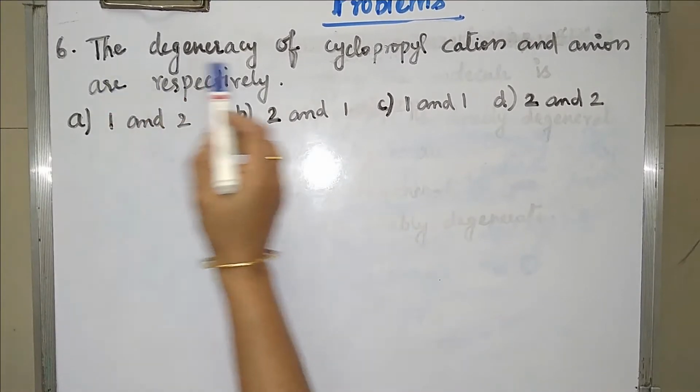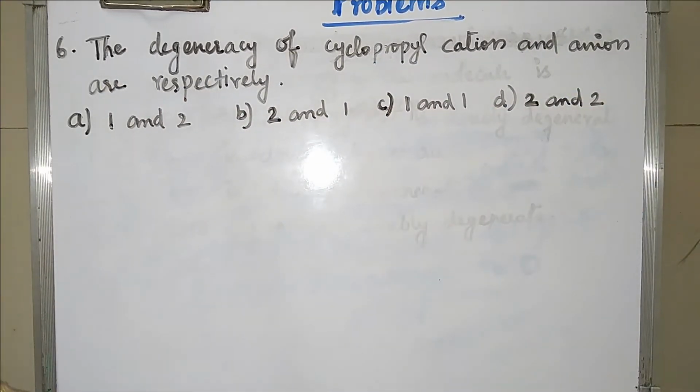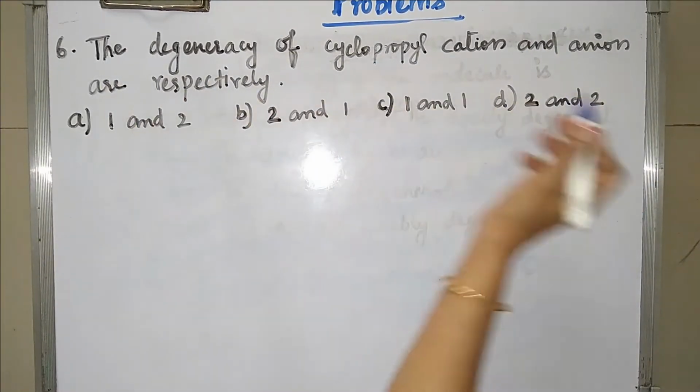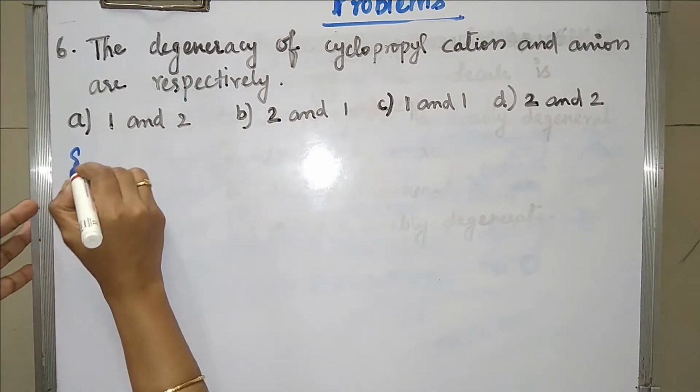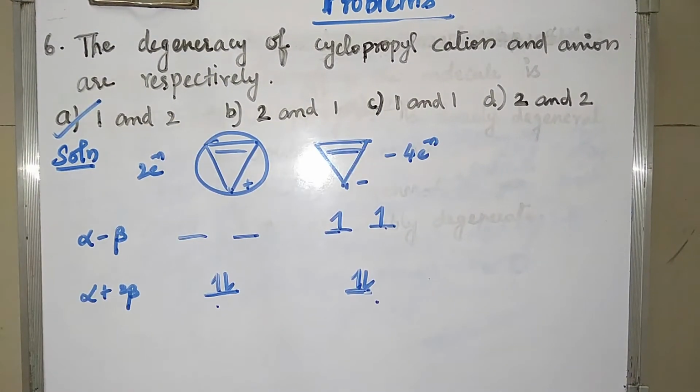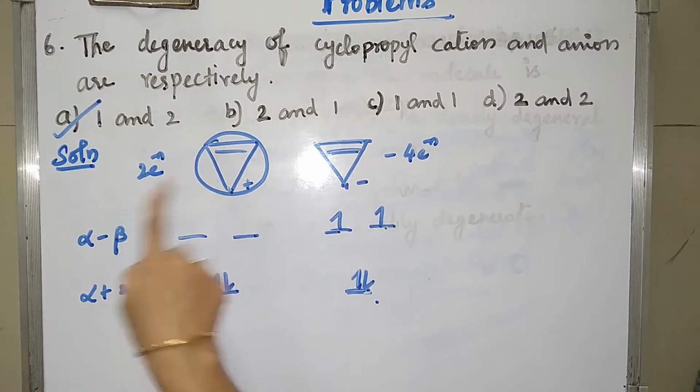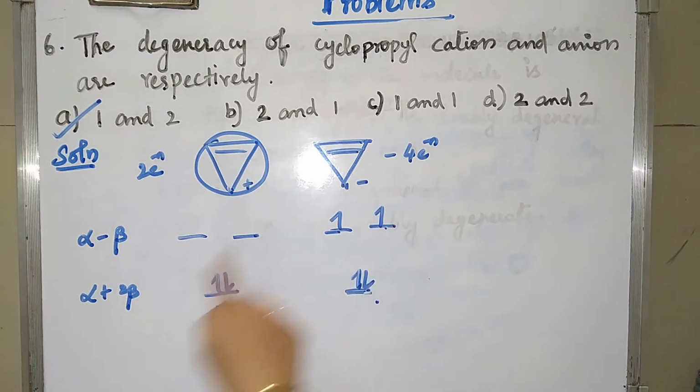Next sum. The degeneracy of cyclopropyl cation and anion are respectively. Both they are asking. Okay. In this case, cyclopropyl cation and anion is there. Cation 2 electrons, anion 4 electrons. I already said how to do this in the earlier video. If you want, you can check the tricks in the earlier video.